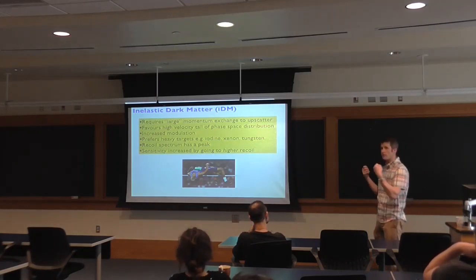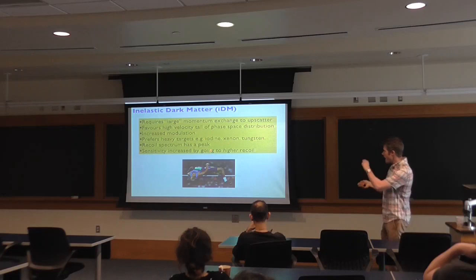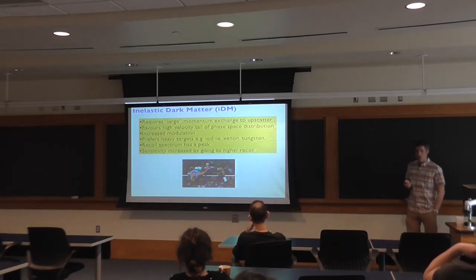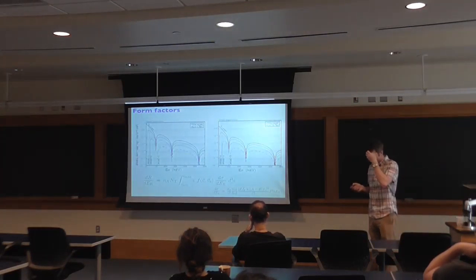You have to do this upscatter, so you want to exchange as much momentum as possible. You want to be as close to the hard wall limit as possible. As a result of this gap, the recoil spectrum now has a peak, and sensitivity is increased by going to the largest recoil energy you can imagine. Okay, so what happens if you go to large recoil energies?